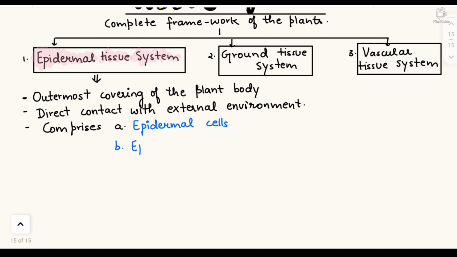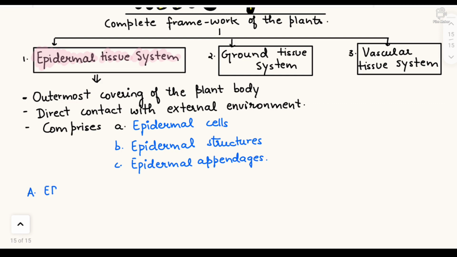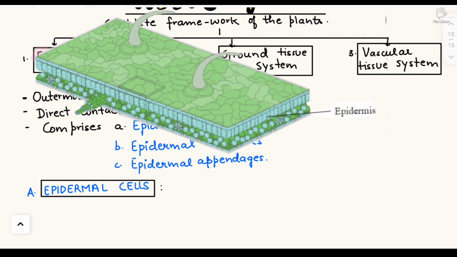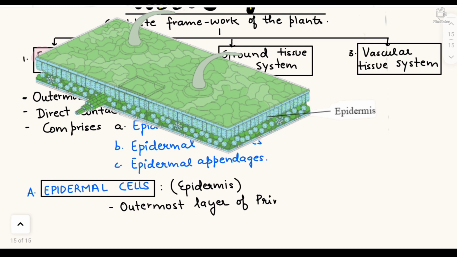Now the epidermal tissue system comprises three basic entities, that is epidermal cells, epidermal structures and finally epidermal appendages. We will study all of them one by one. First of all, let's see what epidermal cells are. Epidermal cells are simple parenchymatous cells, or simple living cells, that cover the outermost portion of the plant body, which is in contact with the external environment. Here we study mainly the epidermis. This epidermis can be a single layer in a plant, it can be multi-layered as well.